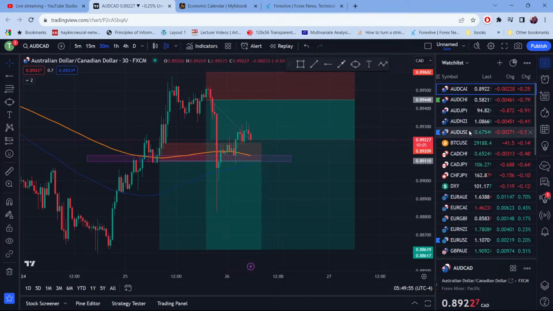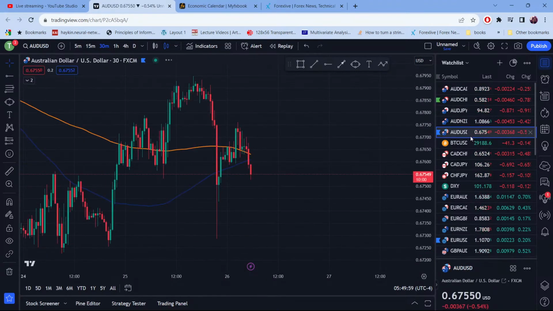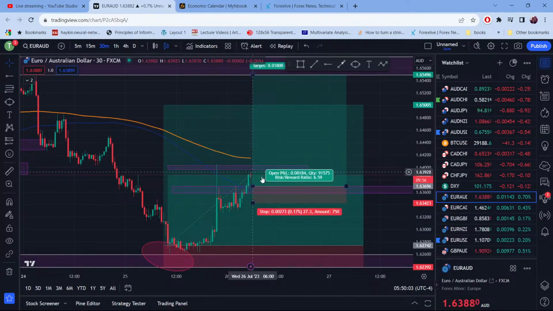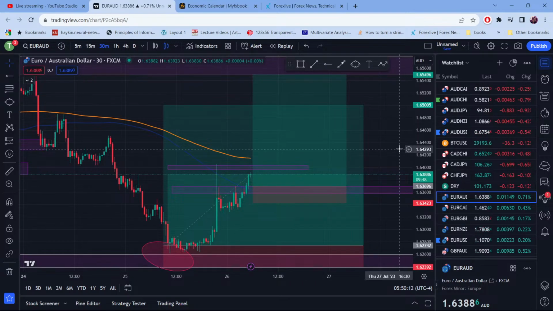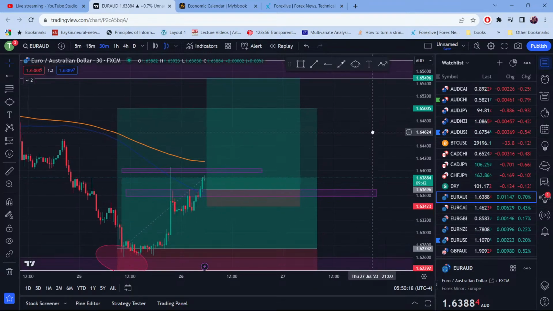AUD/CAD, AUD/yen, AUD/CHF, AUD/USD, right? Euro/AUD, right? Why did price continue this movement upwards? Again, it's a difference in currency strength. When we see a dollar depreciation, we usually see the euro rise from that, as well as the fact that the AUD is weak right now.